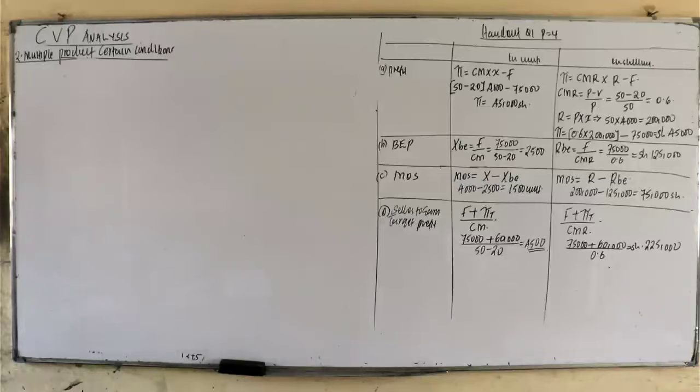So number 2 is the multiple product certain condition. This is applied where the company produces more than one product.